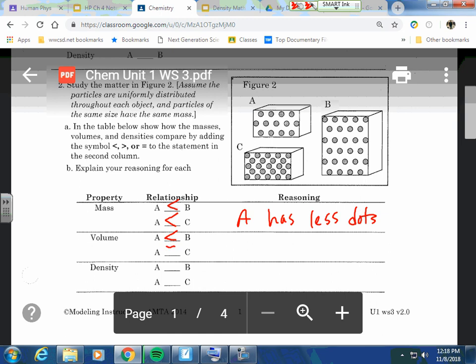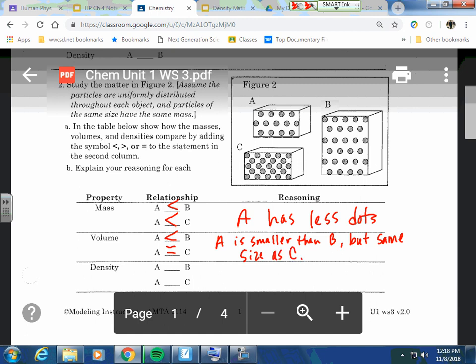Equal. Same size, right? So understand, this is where people get tripped up and confused. Mass is the particles. Volume has nothing to do with the number of particles. It's just how big is the overall object. It has nothing to do with particles. Does everybody understand that? So why would we say this? So what about A? We could say A is smaller than B, but same size as C. All right.